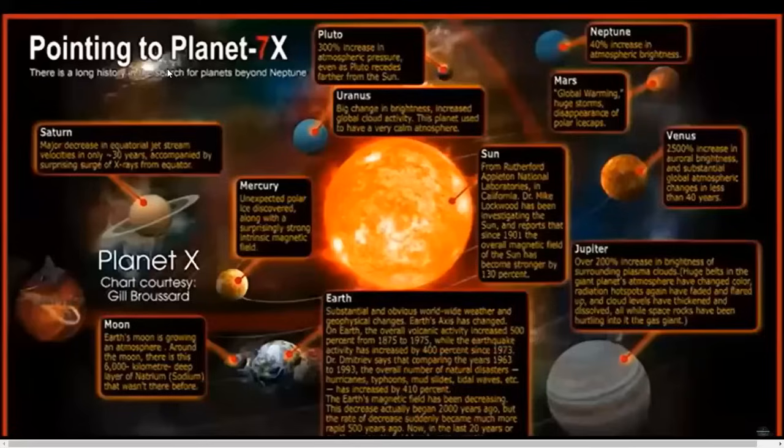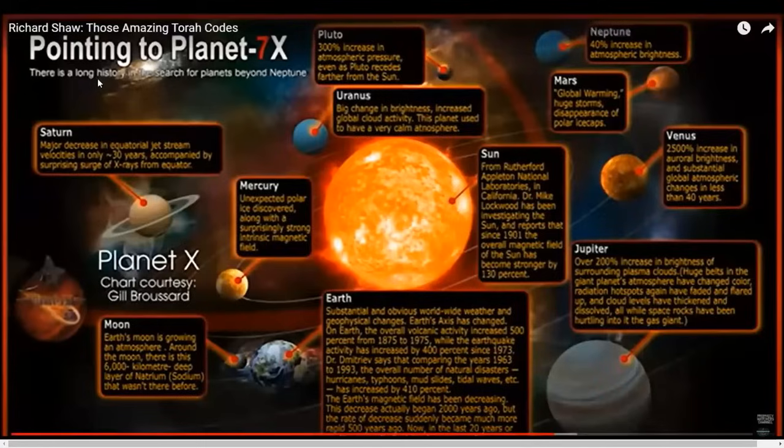Then this is from my friend Gil Broussard, who believes that Planet X has come through the system more than once. And if you look at his research here, Venus, 2,500% increase in brightness. Jupiter, 200% increase in brightness. Uranus, big change in brightness, increased global cloud activity. Pluto, 300% increase in atmospheric pressure. The moon is growing in atmosphere.